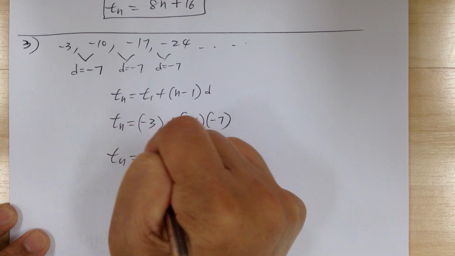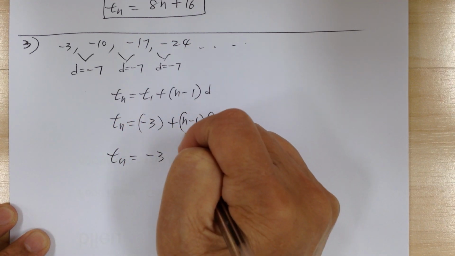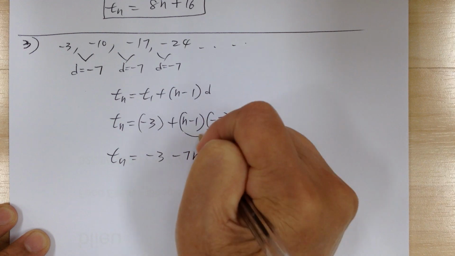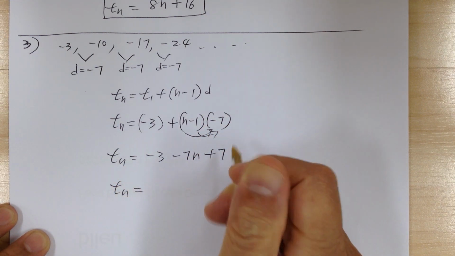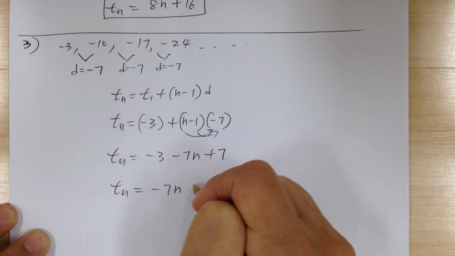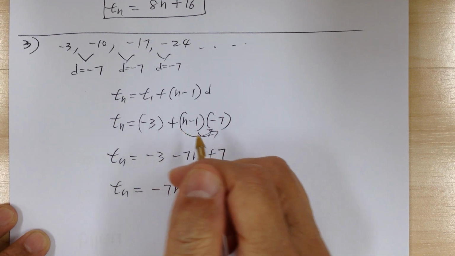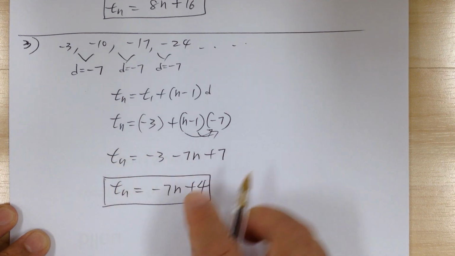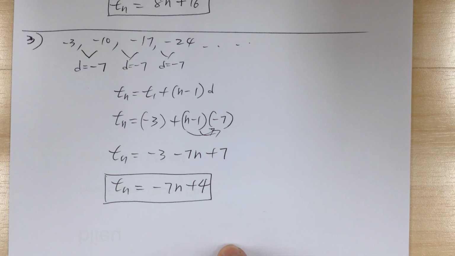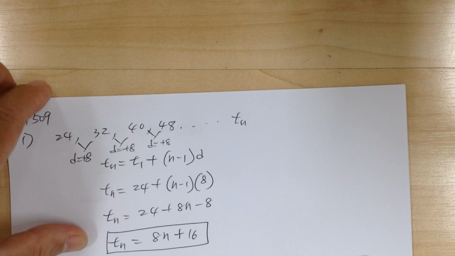So T of n equals negative 3. When you distribute, it would be minus 7n, and distributing would give plus 7. So T of n will equal negative 7n plus 4. Now, if you have 4 minus 7n, that's fine. I like to put the variable first. Okay, let's go to the next one.